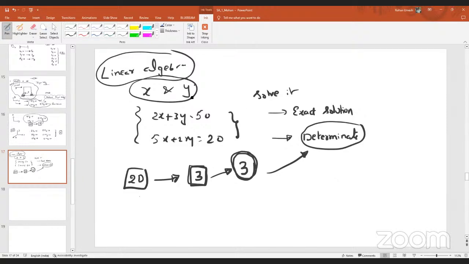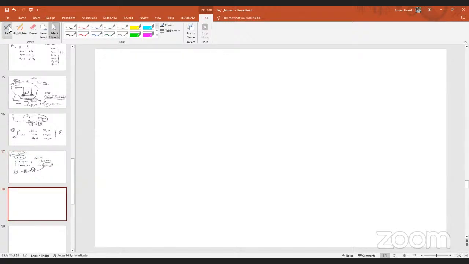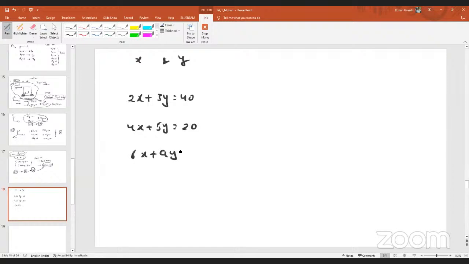Suppose in terms of linear algebra, let me tell you, I am having only two unknowns, x and y. And let us say 2x plus 3y equal to 40, 4x plus 5y equal to 20, 6x plus 9y equal to 60. What will happen? I'm having two unknowns, but I'm having three equations. Do you really think I can get the exact solution?